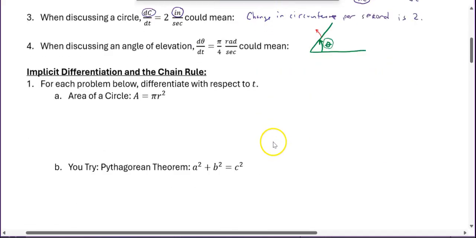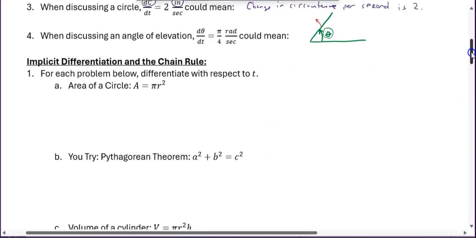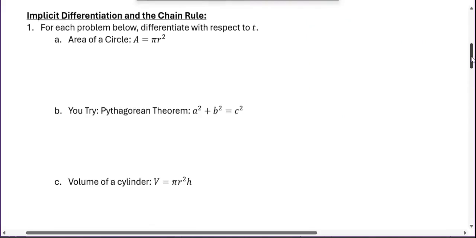All right. Implicit differentiation is how we will get at the use of related rates. So we're going to be applying some word problems and ideas with what we already know about implicit differentiation, and then applying the units as well. So let's get started. For each problem below, differentiate with respect to t. This might be something new. We've been differentiating mostly with respect to x. We're going to be doing it with respect to t because t is what's going to be changing. Time is the key here. So let's take a look at how to do that first before we get to the word problems.